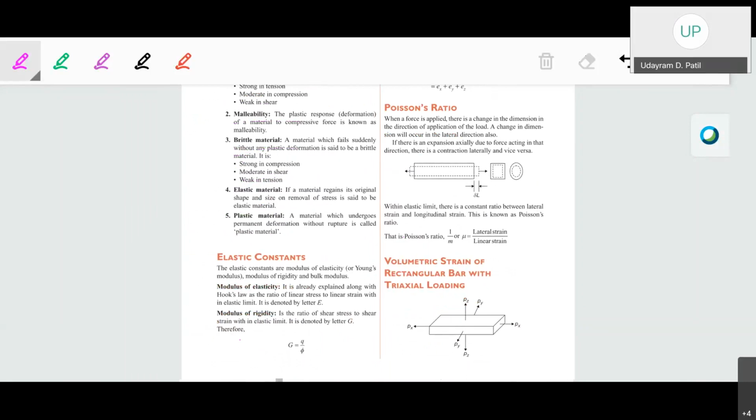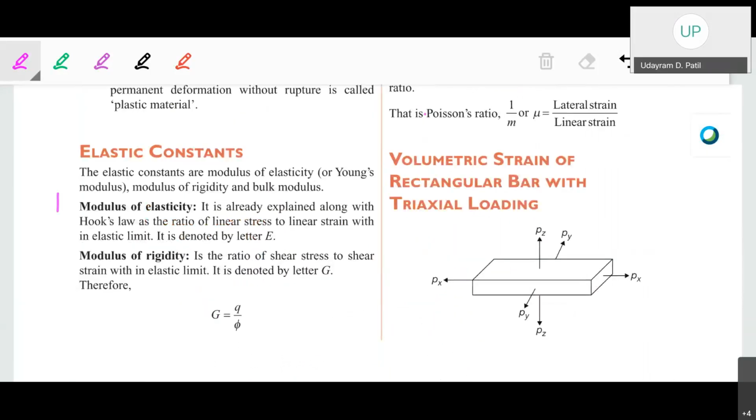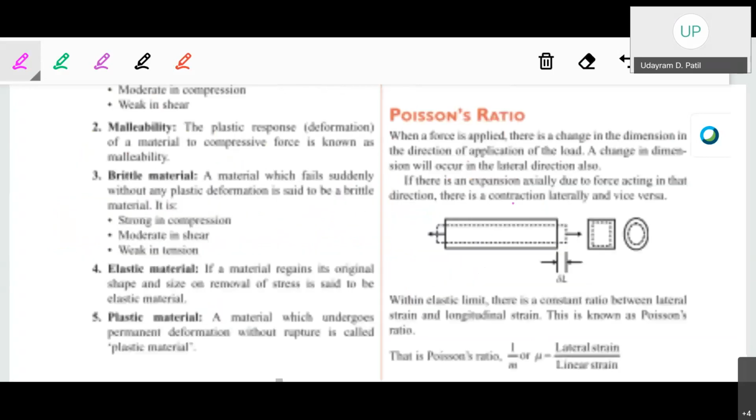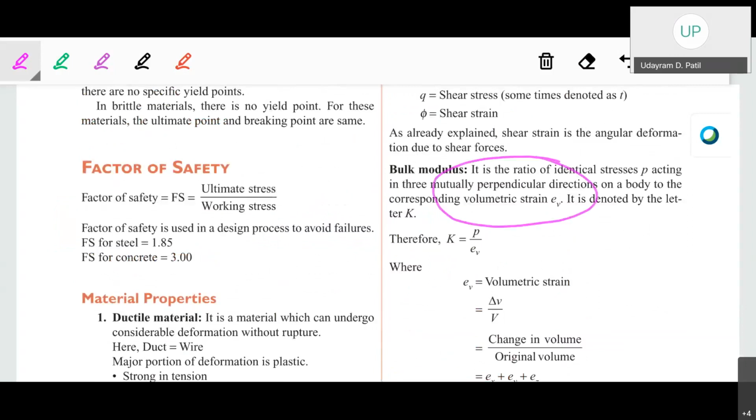Next is the elastic constants. First, obviously, the modulus of elasticity or Young's modulus, as we know by Hooke's law. As per Hooke's law, the stress will be directly proportional to the strain up to the proportionality limit. Therefore, as per Hooke's law, the ratio of the linear stress divided by the linear strain will be equal to E, and E is your Young's modulus of elasticity. The modulus of rigidity and the bulk modulus we will see later.